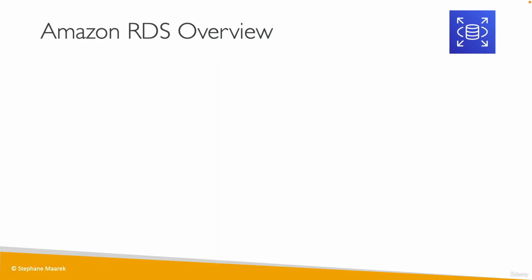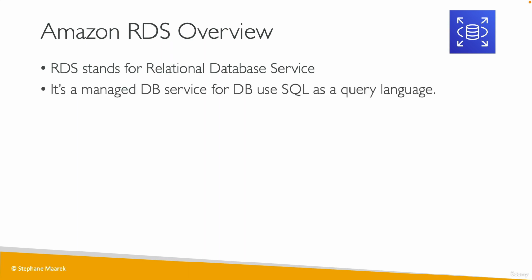So let's get started with an overview of AWS RDS. RDS stands for Relational Database Service. What it means is that it's a managed database service for databases that use SQL as a query language. SQL is a structured language to query a database. It's very well adapted and it's running on many engines.